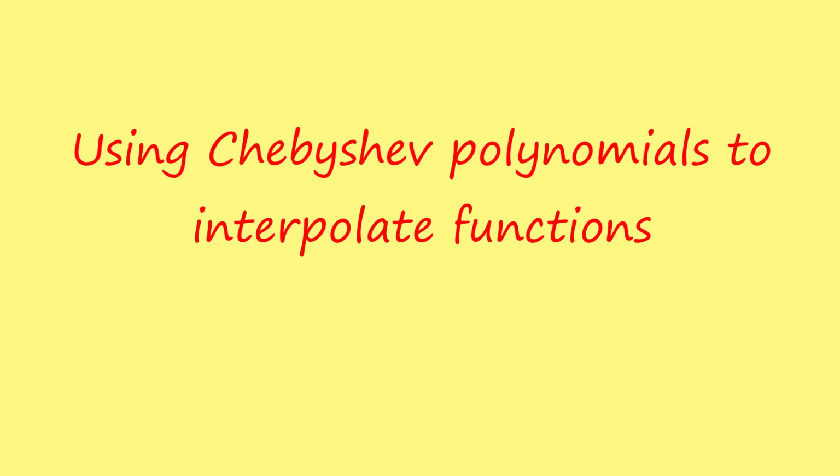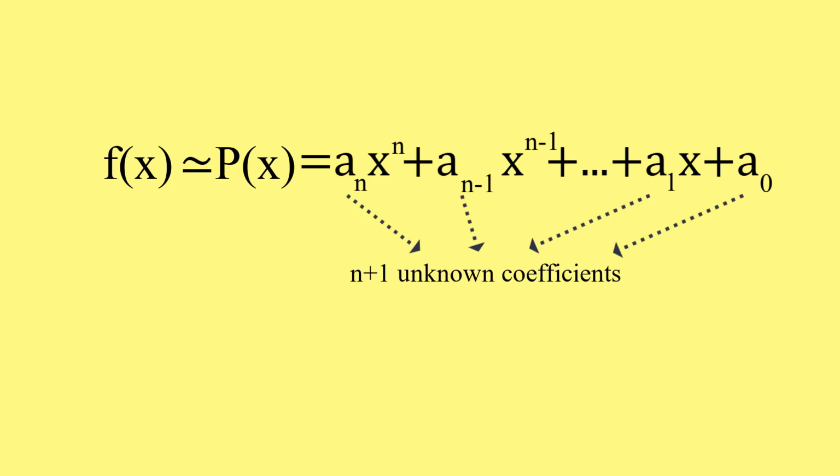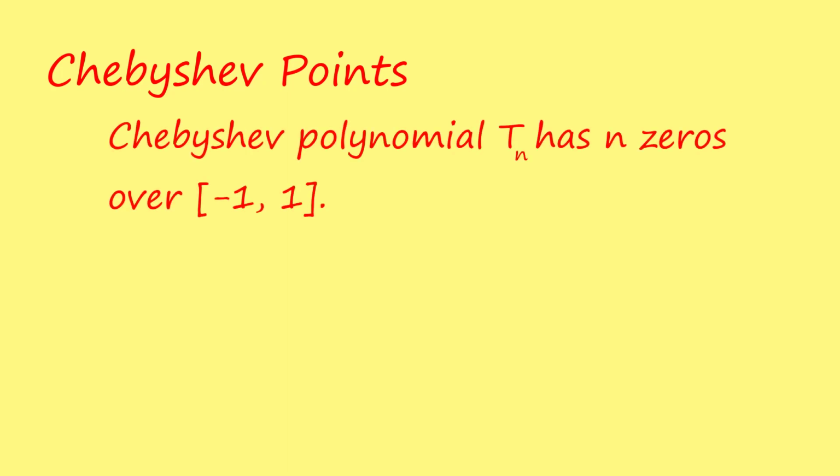Using Chebyshev polynomials to interpolate functions. Consider we have a function f and we want to interpolate it in this interval with a polynomial of order n. To do that, we need n plus 1 points. We do that by defining Chebyshev points. These points are defined as the zeros of the Chebyshev polynomial Tn defined on the interval minus 1 and 1.